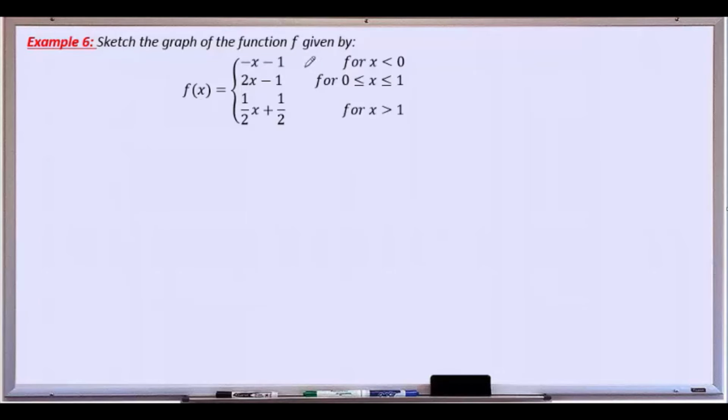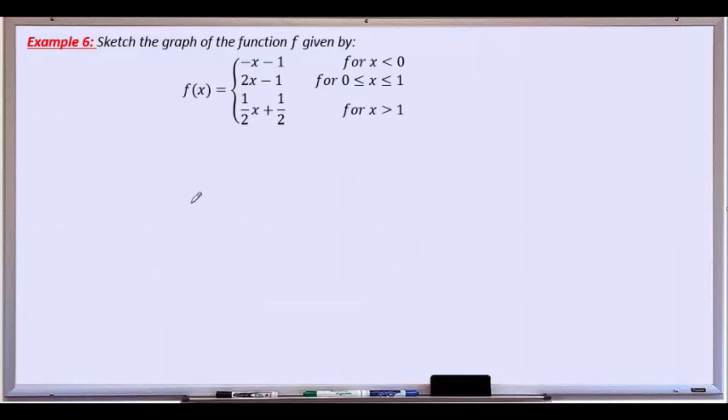This function here is called a piecewise function because it comes in three parts. We have one rule when the domain is less than 0, another rule when the domain is between 0 and 1 inclusive, and another rule here when the domain is greater than 1. So if we're going to sketch it, we need to consider these three functions.